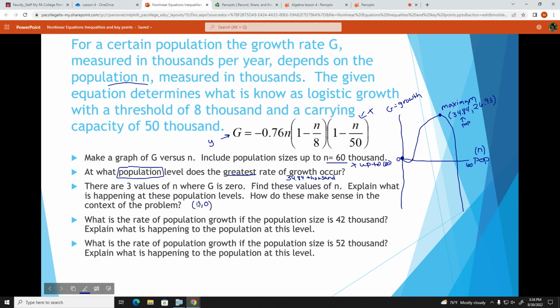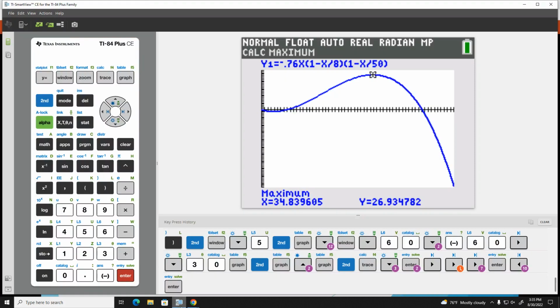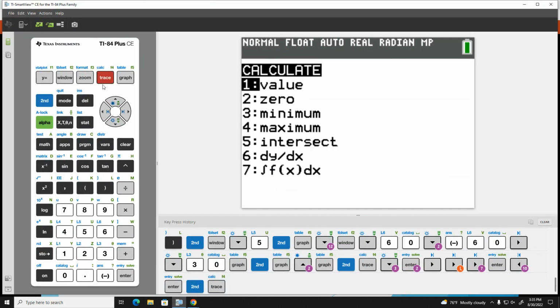So that is a place where the growth is 0. The next one is where it comes back across the axis. So that's this point. And the third one is where it crosses the x-axis yet again. So I'm going to go to my calculator to get those additional zeros. We know that the 0 is at 0, 0 because we saw that in the table when we set up the graph. So on my calculator, I want to go second, trace, and I want to go to option 2, find a 0.